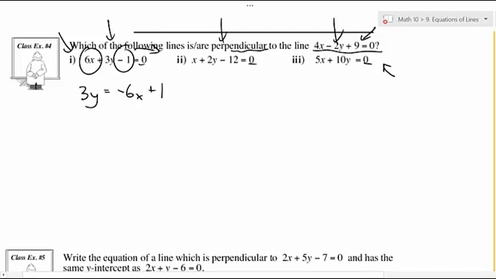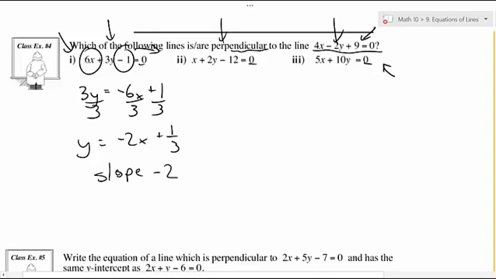We're just trying to get into the y equals mx plus b. All right, so now we want to divide everything by 3. That'll give us y equals -2x plus 1/3. All right, so the slope is -2.